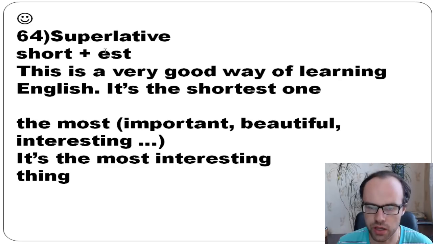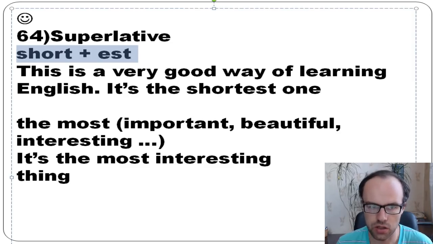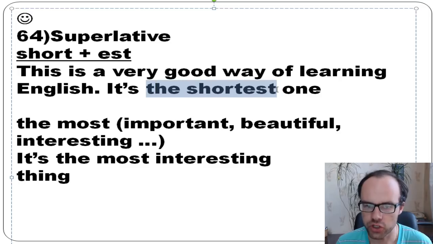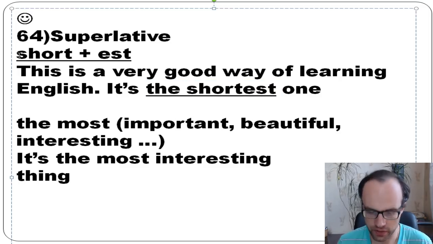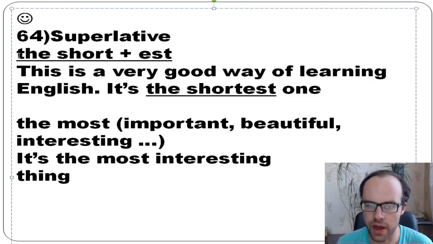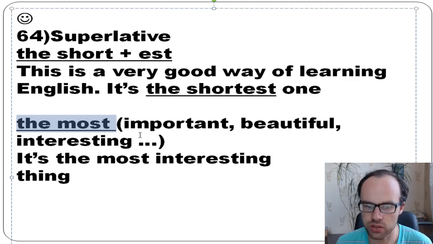Good. Superlative form, okay? So if it's a short adjective, we usually add -est. So look, shortest. It's the shortest way, or the shortest one. And if we look at this superlative form, we always use "the." If it's a long adjective, we use "the most," okay? For example, the most important, the most beautiful, the most interesting. It's the most interesting thing.